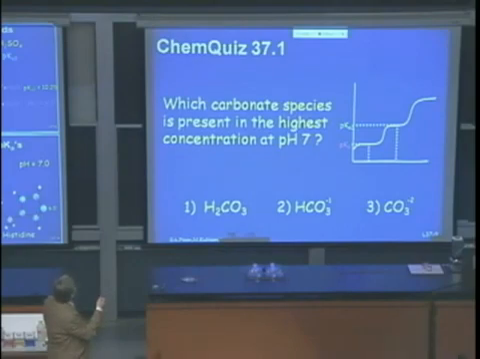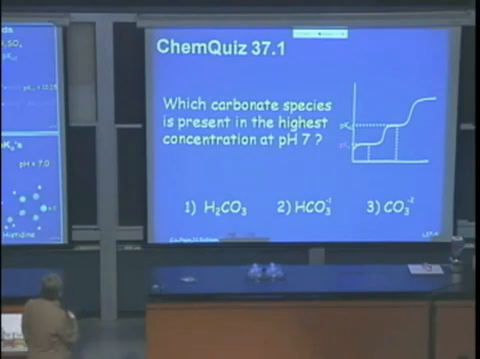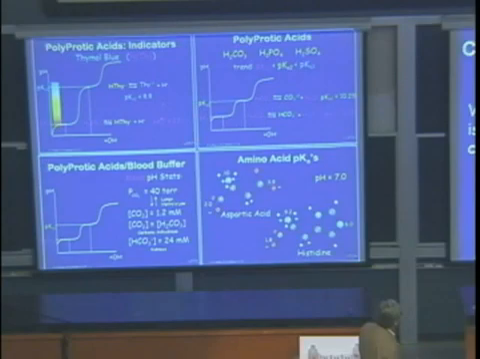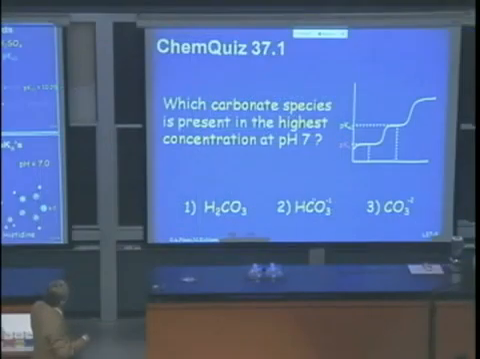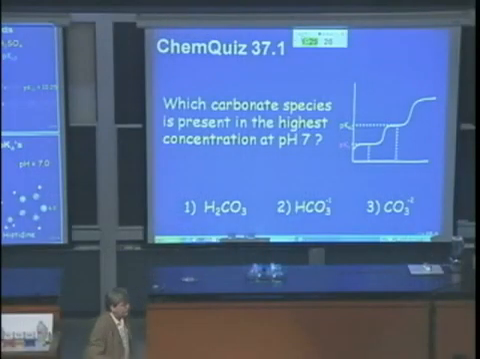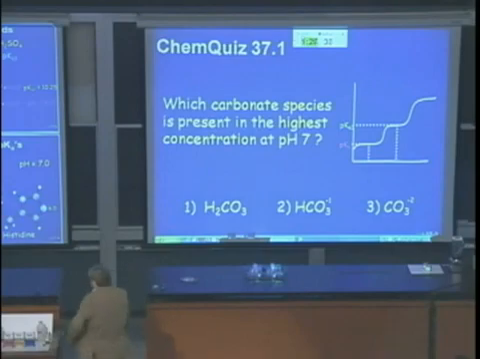And the question is, which carbonate species is present in the highest concentration at pH 7? Okay, what was that number? That number was 10.25, and the other one was 6.37, all right? So which carbonate species is present at the highest concentration at pH 7? This one, A or 1, or this one, B or C? Why don't you give me your answer, please? That should be easy. You nearly gave me a heart attack here with your pKa.